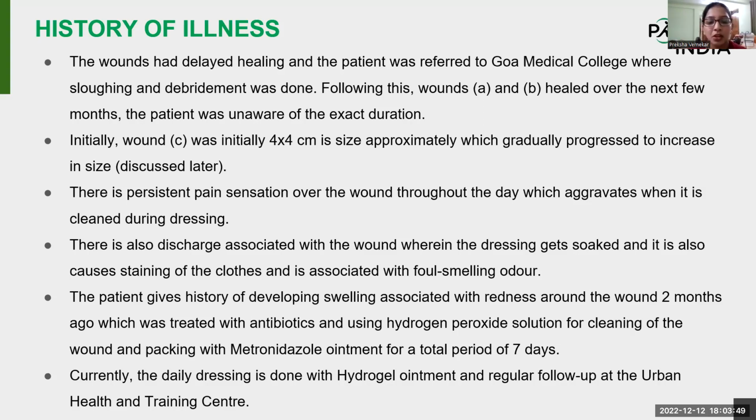Patient also gives history of developing swelling associated with redness around the wound, which was 2 months ago. It was treated with broad spectrum antibiotics, type amoxiclav 625 mg thrice a day for 7 days. And the wound was cleaned using hydrogen peroxide solution and packed with metronidazole ointment for a total period of 7 days. Currently, the daily dressing is done with hydrogel ointment, and the patient follows up regularly for daily dressing at Urban Health and Training Center.